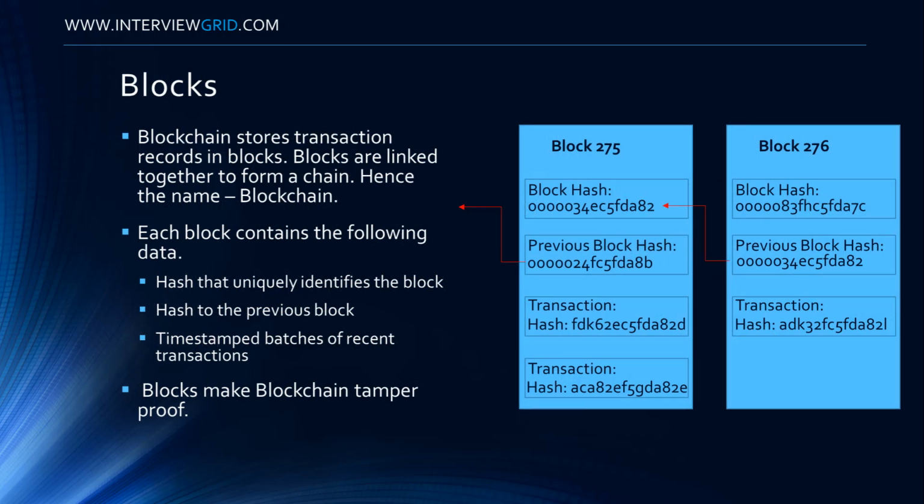Blockchain stores transaction records in blocks. Blocks are linked together to form a chain. Hence the name, blockchain. Each block contains the following data. 1. Hash that uniquely identifies the block. 2. Hash to the previous block. 3. Time-stamped batches of recent transactions. Blocks make blockchain tamper-proof.